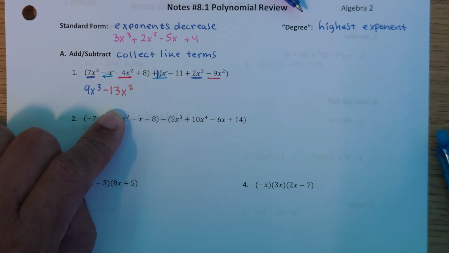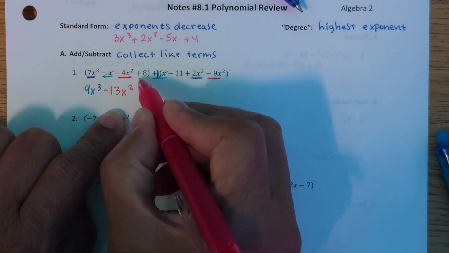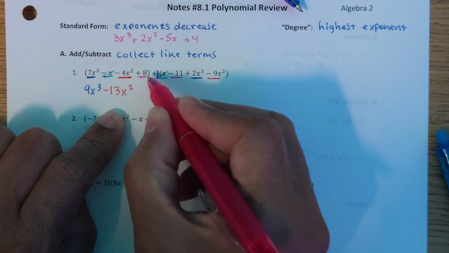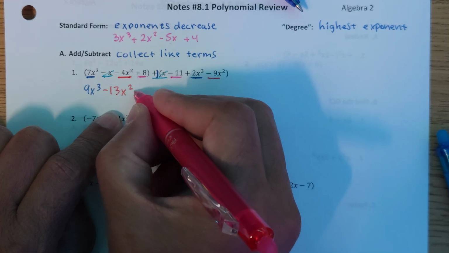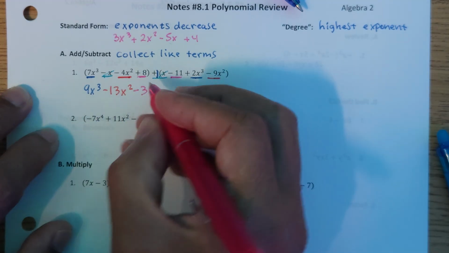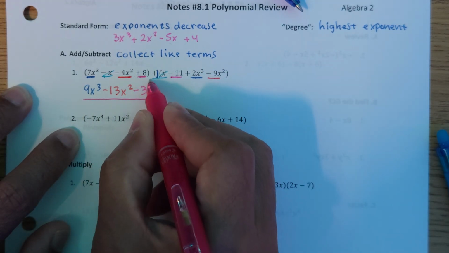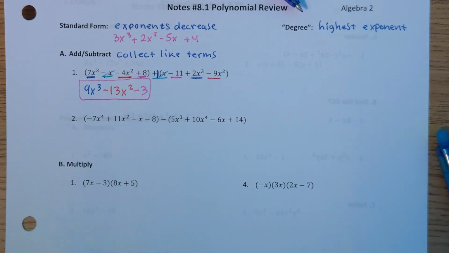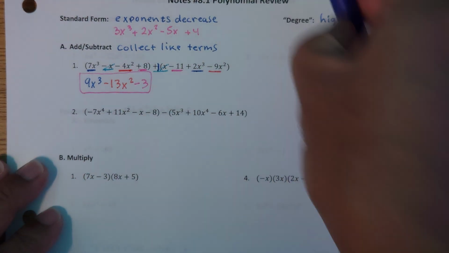Then last, I'm going to look at the constants. So I have positive 8, and I have negative 11 here. So 8 minus 11, that's negative 3. So this is the combination of the first example. All right, so let's go on to the second example.